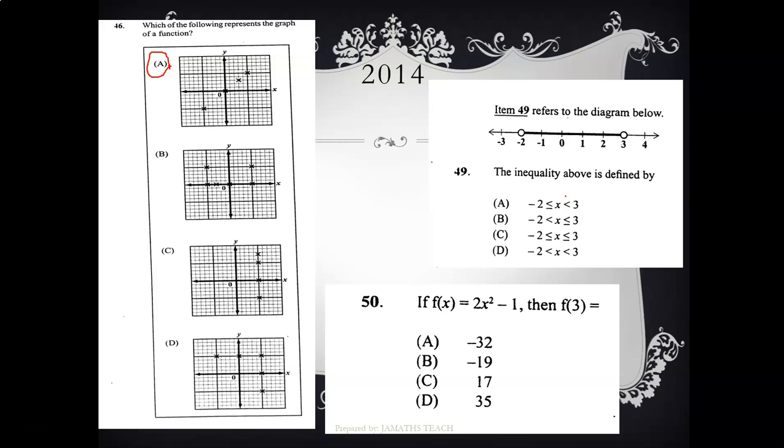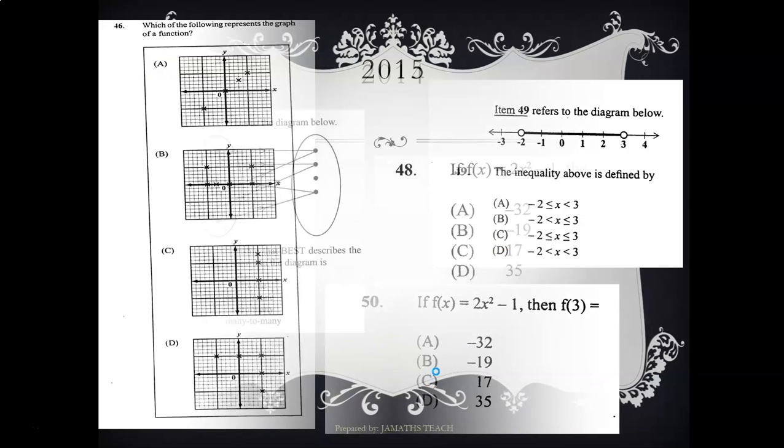Next question. The inequality above is defined by, and again, these two circles are unshaded. That means our two inequality signs should not have any underlining to represent or equal to, or to represent the inclusiveness. So our answer would be D. You read from the middle: x is greater than -2, x is less than 3. And we just did this question a while ago. You should know our answer is C, 17.